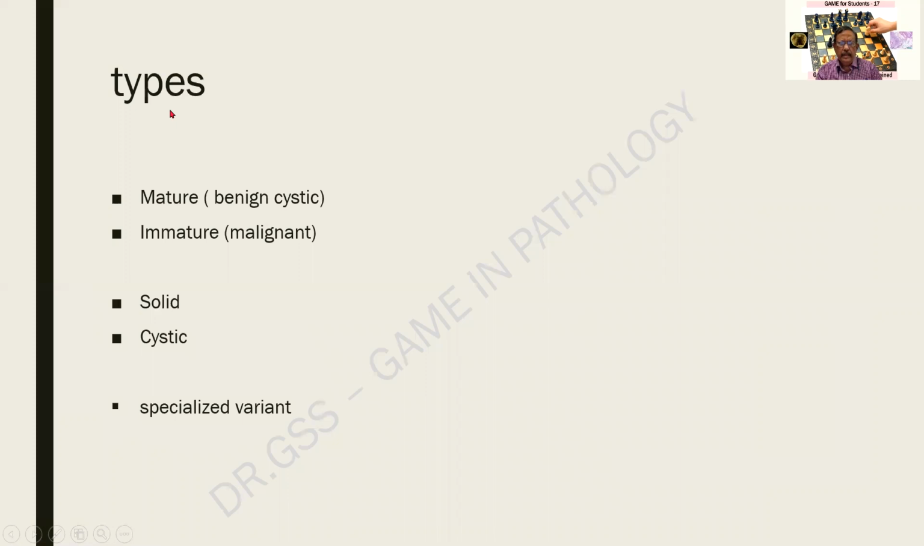The types of teratoma can be as follows. One is mature and immature. Another way of classifying is solid and cystic. And the third one is a specialized variant. Mature is usually a benign cystic teratoma commonly found in the ovary, and immature whereas is found in the testis.